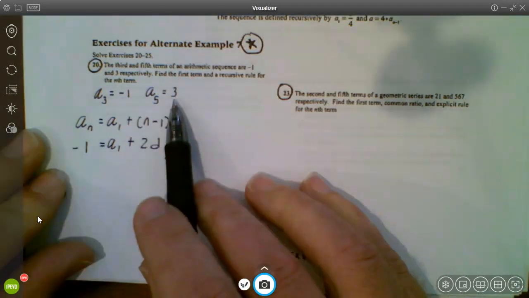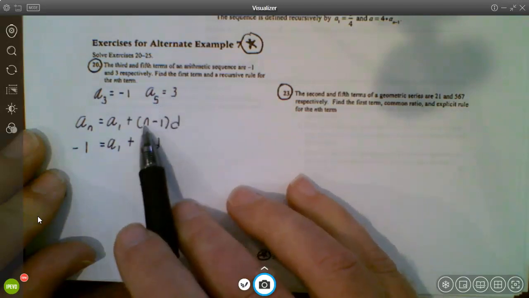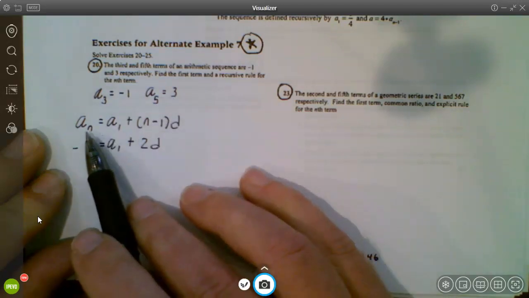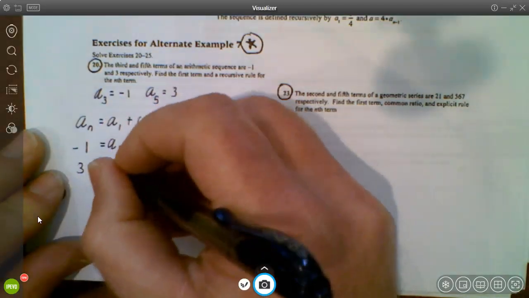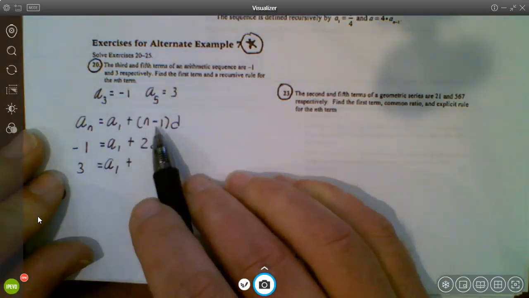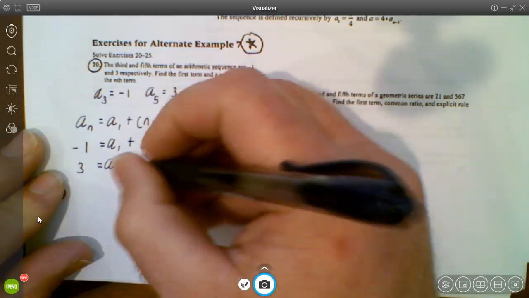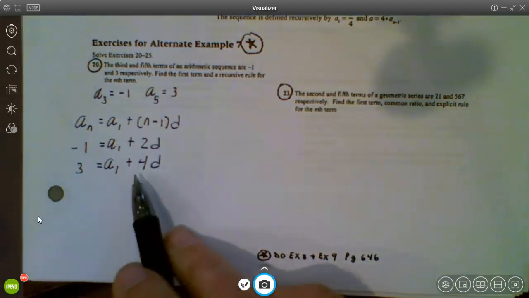So let's do the same thing with this guy. My fifth term is 3. So when n is 5, a of n is 3. Again, if I put a 5 right there, I know 5 minus 1 is 4. So I'm going to write that as 4d. And so there's my 2 basic equations.